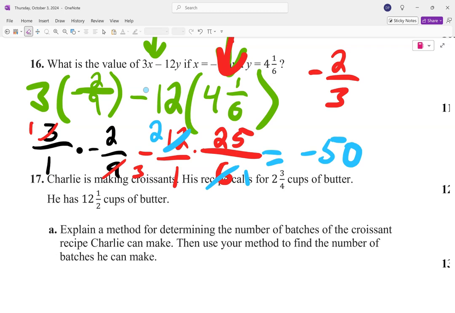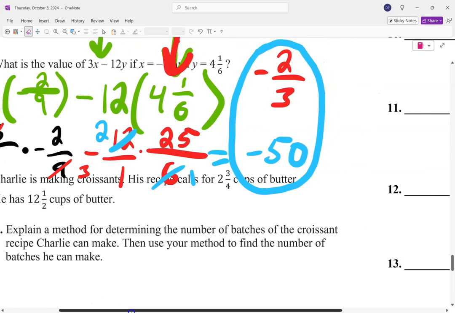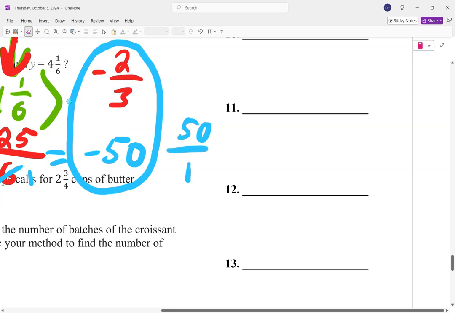All right, so first one is negative. Second one is negative. Now we're adding, subtracting, so we need a common denominator. So this problem has multiplication, then addition, subtraction of fractions. Fun. I really like this problem. All right, so I'm going to get a common denominator. So 50 over 1, I'm going to multiply it times 3 over 3. Why? Because we need thirds. 150 thirds.